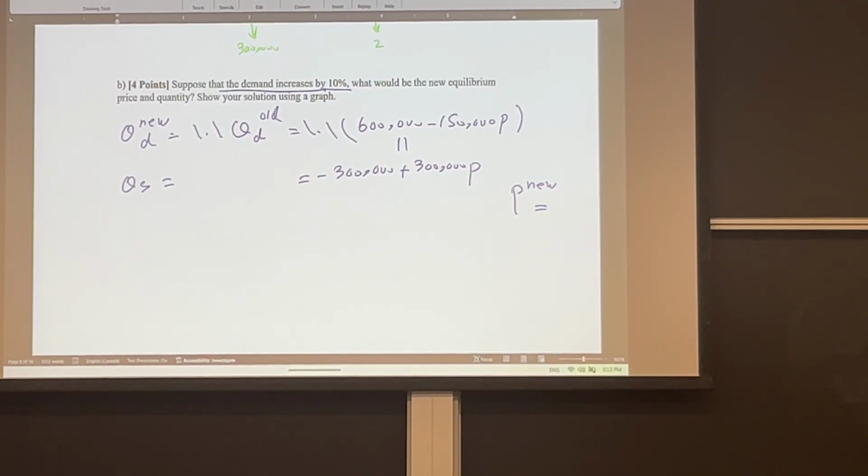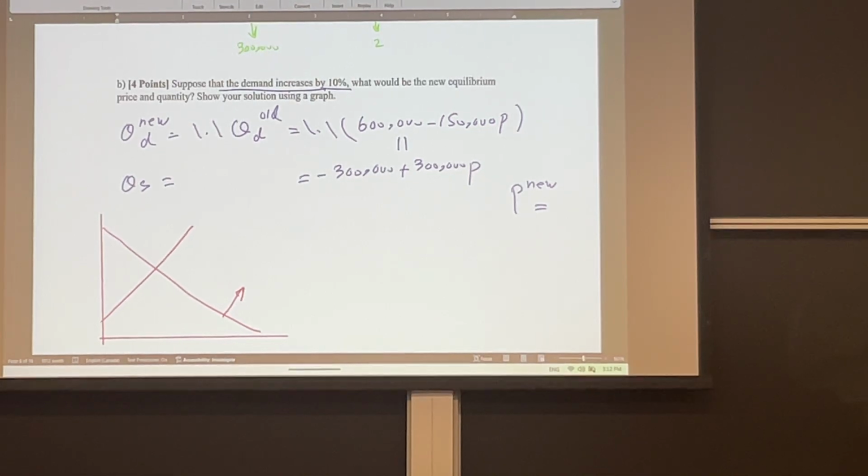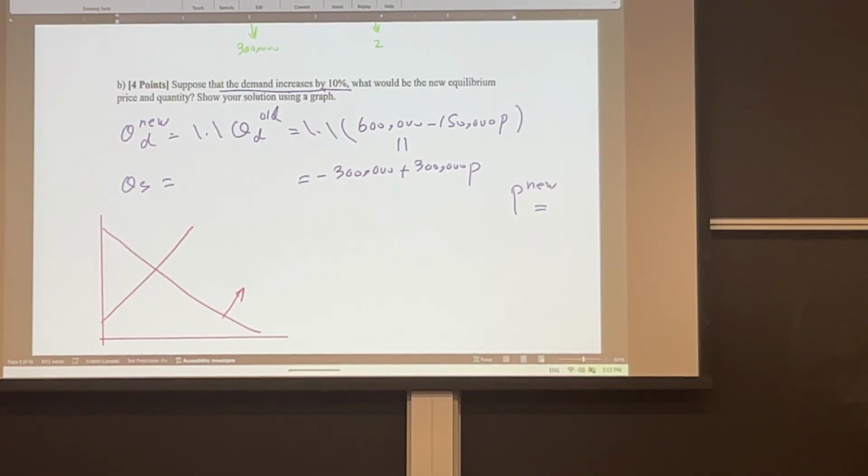What's the new price? Let me graph it. You can figure out where the supply would be. That's the demand. That's the supply. The demand is shifting out. So the price should be higher and the quantity should be higher too. What would be the new price? I know it's higher than 2. 2.6? 0.6.